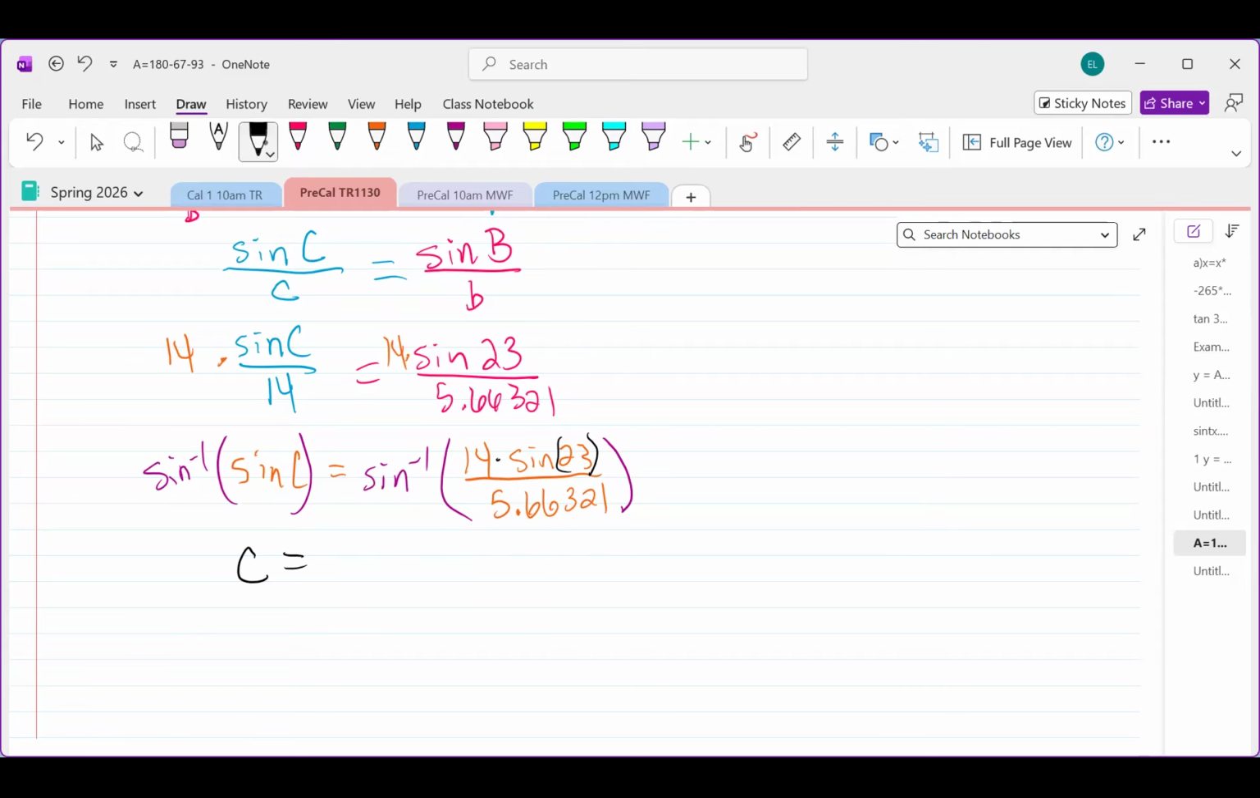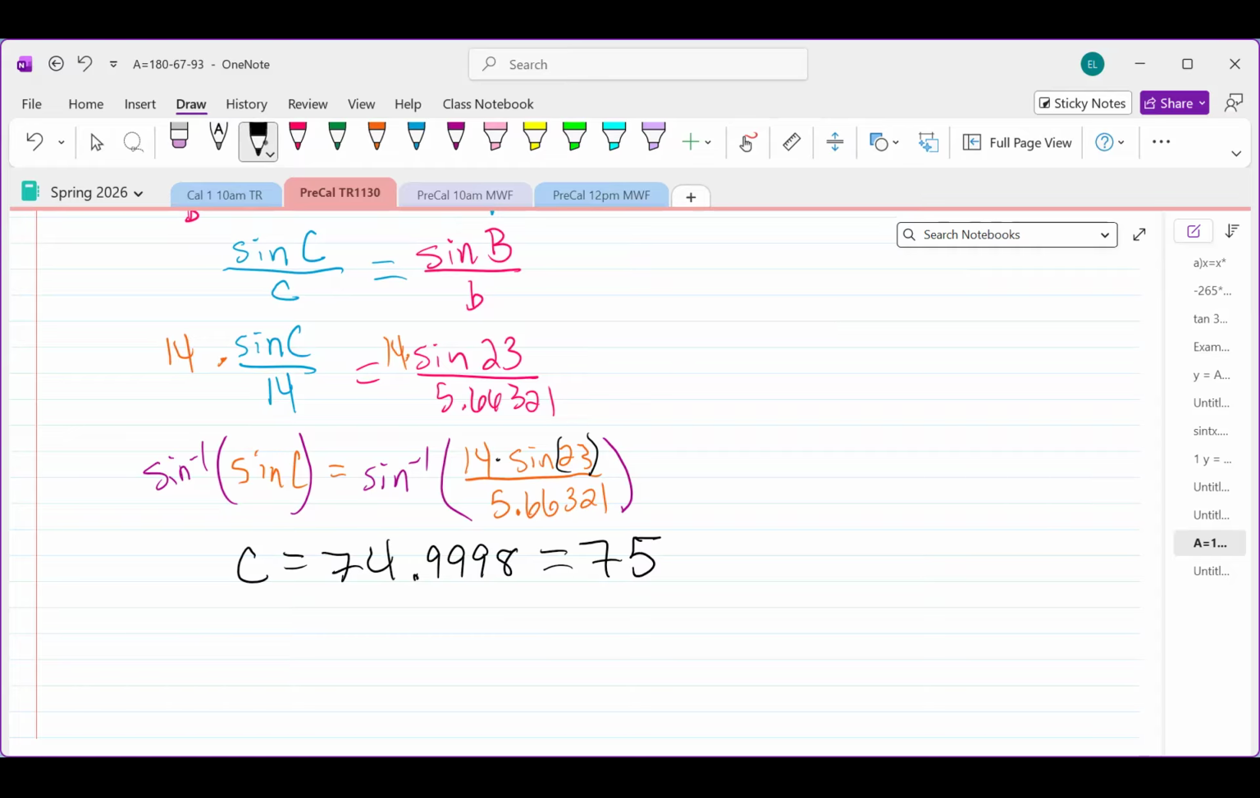So inverse sine 14 times sine of 23, close the little parenthesis, divided by 5.66321, close the big parenthesis. So I got 74.9998. So that is essentially 75. And the problem actually runs the calculation with 75. So we want to use 75 as our angle C result here.